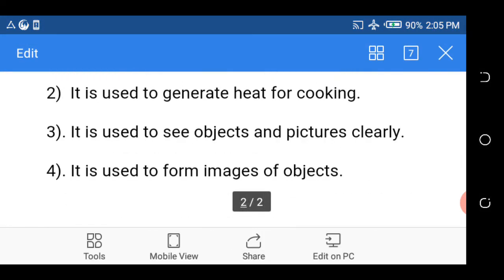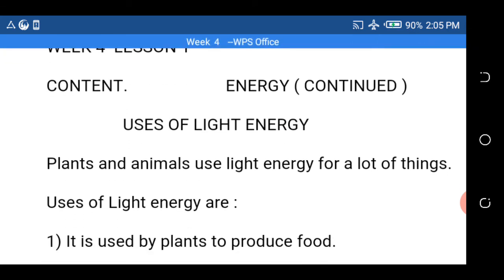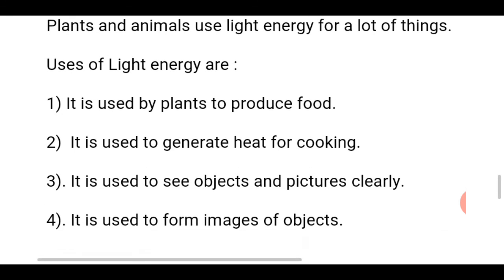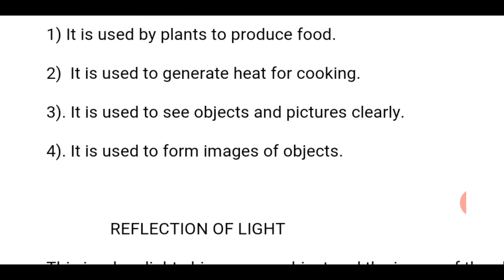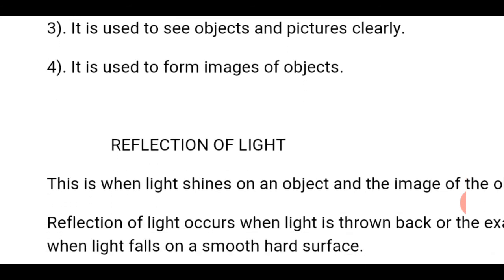Let me start all over again. We have discussed the uses of light. Light is used by plants to produce food. The second one is it is used to generate heat for cooking. The third one is it is used to see objects and pictures clearly. The fourth one is it is used to form images of objects.